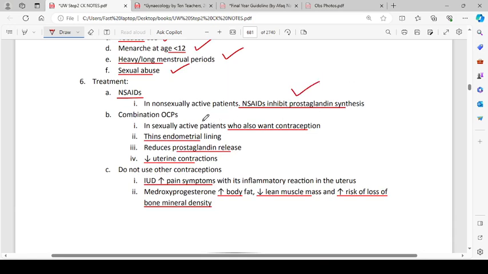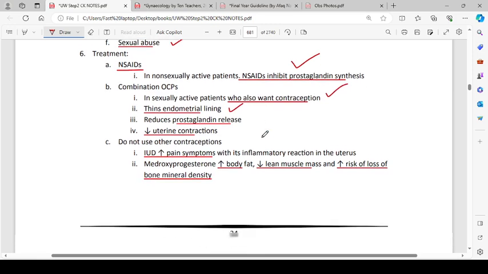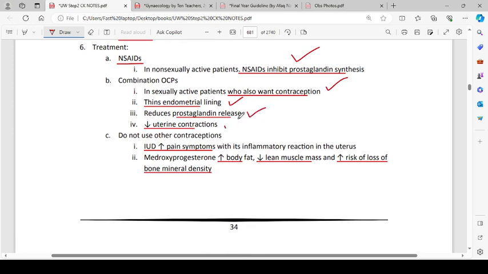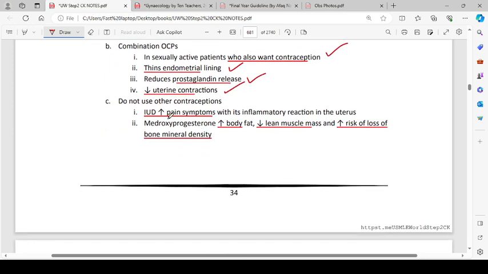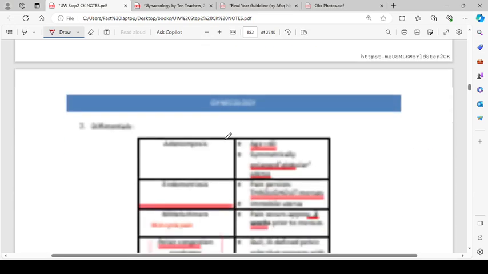Combination oral contraceptive pills are used in sexually active patients who also want contraception; they thin the endometrial lining, reduce prostaglandin release, and decrease uterine contractions. Do not use other contraceptives like intrauterine devices, which increase the pain symptoms with their inflammatory reaction in the uterus. Medroxyprogesterone increases body fat, decreases lean muscle mass, and increases the risk of loss of bone mineral density.